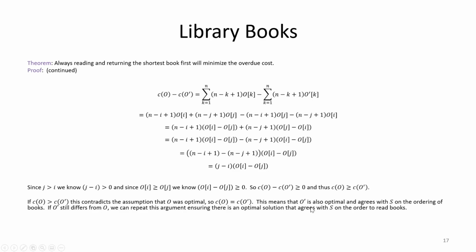And if the costs are the same, that means O prime is also optimal, but it also agrees with S on the ordering of books, at least up to this point. If it still differs, that should say S there. If O prime still differs from S, then we can repeat this argument until it agrees with S. And this is just a little post-amble, which finishes off the proof, tells our reader, hey, we're done.